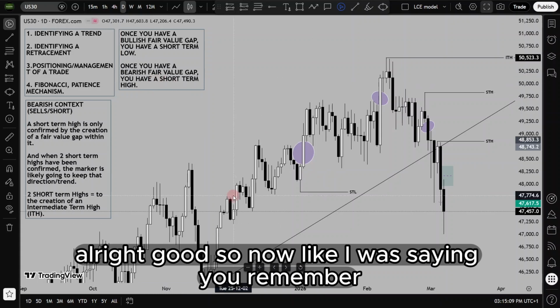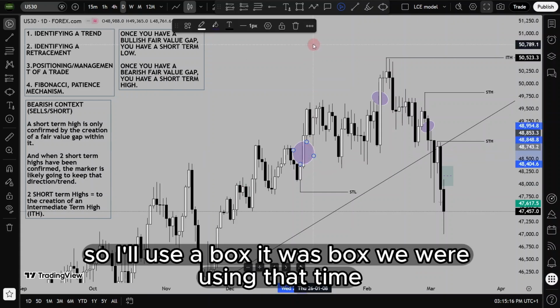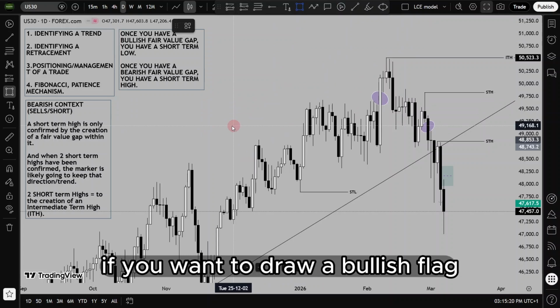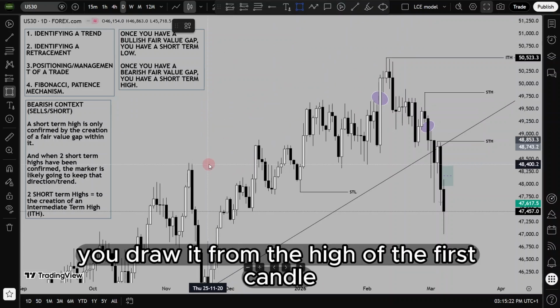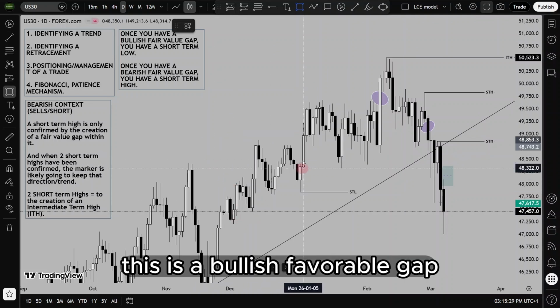Good. So now, like I was saying, you remember? Let me remove this circle so I'll use a box. It was a box we were using that time. You remember when I said if you want to draw a bullish fair value gap, you draw it from the high of the first candle to the low of the third candle. This is a bullish fair value gap.